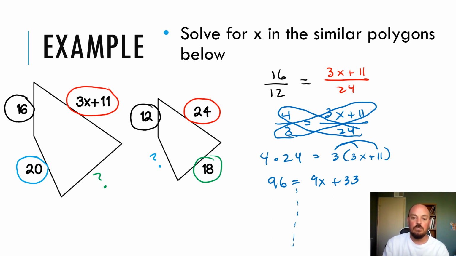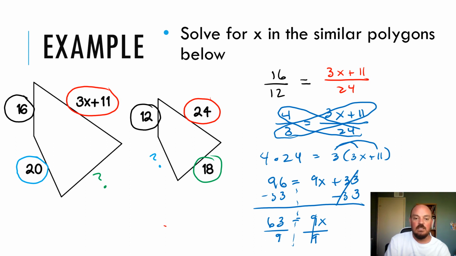So what I would do next is probably subtract 33 from both sides to cancel out the plus 33. And I get 63 equals 9x. Divide both sides by 9 to cancel the 9 there. And it looks like our final answer is going to be 63 divided by 9, which would be 7.